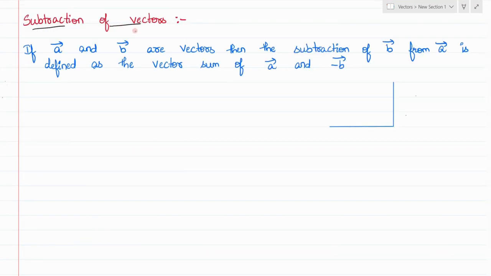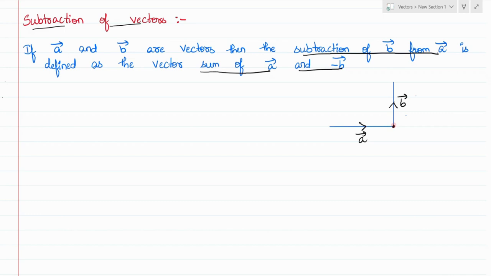Subtraction of vectors. Just now we have seen how vectors are added. Now we're going to see how vectors can be subtracted. So here, if A and B are vectors, then the subtraction of B from A is defined as the vector sum of A and minus B. So these two vectors A and B have the same initial point, so they are called co-initial vectors.